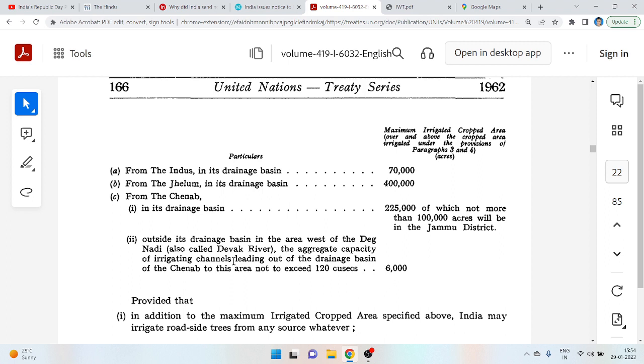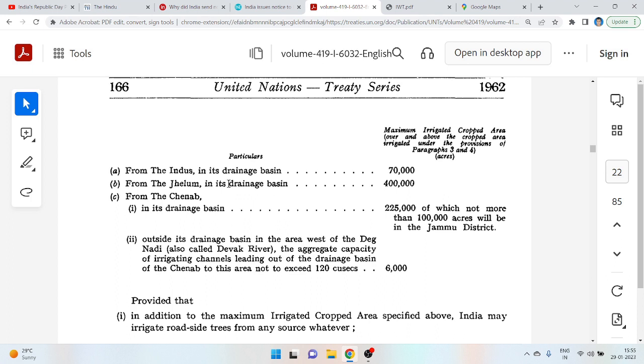So also there is a small river, that is the Devak river, that is a tributary of the Chenab. India can use an extra 120 cusecs of water from that Devak river, and 6,000 acres of irrigation area can be newly developed. Okay. So from Indus 70,000 acres, from Jhelum 400,000 acres, and from Chenab 225,000 acres, and also from a tributary of Chenab, the Devak river, 6,000 acres. This acreage can be developed. Okay, not more than this acreage.